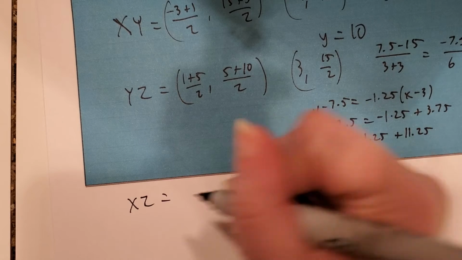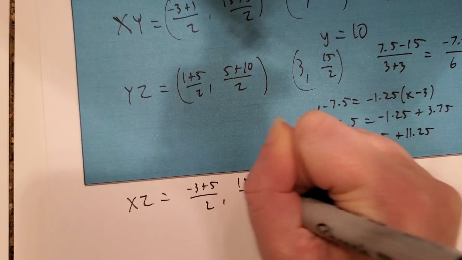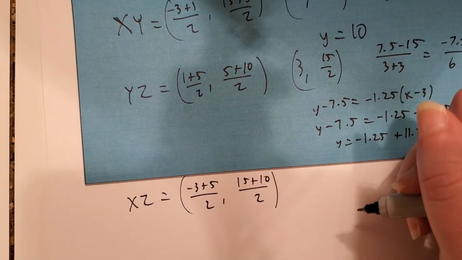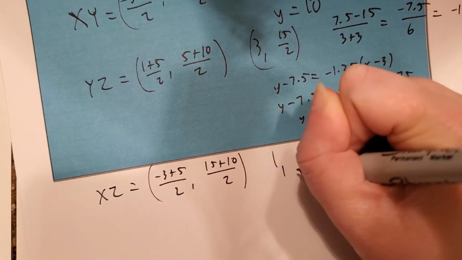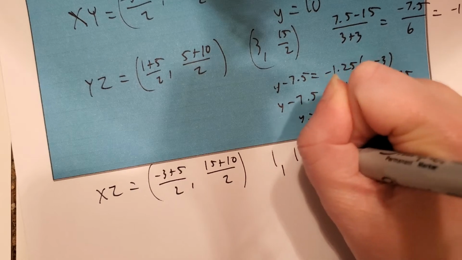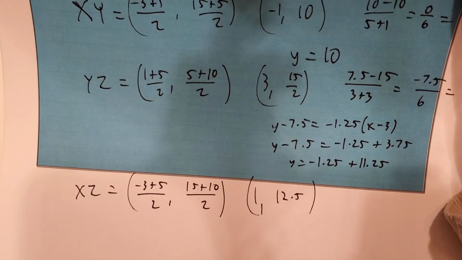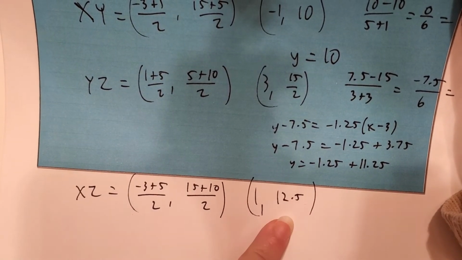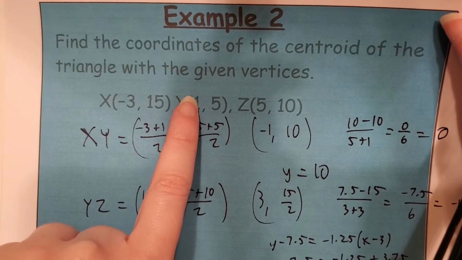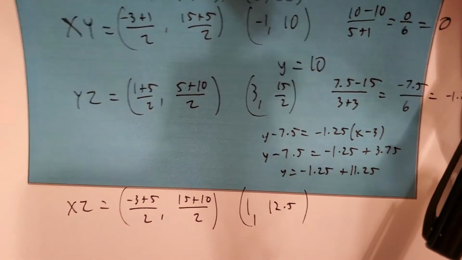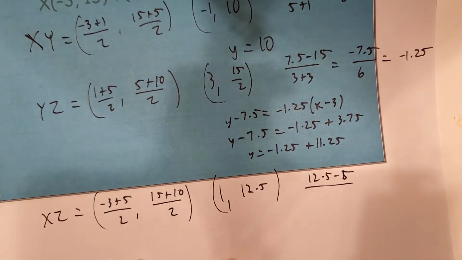So again, midpoint. Negative 3 plus 5 over 2, 15 plus 10 over 2. Yeah, it's not that nice. Whatever. This is 1, 25 over 2 is 12.5. So we're going to have to go through the same thing all over again. Let's see. Passes through this and this. So we're finding the slope between Y and that. So 12.5 minus 1.5. Oh, this is actually nicer.